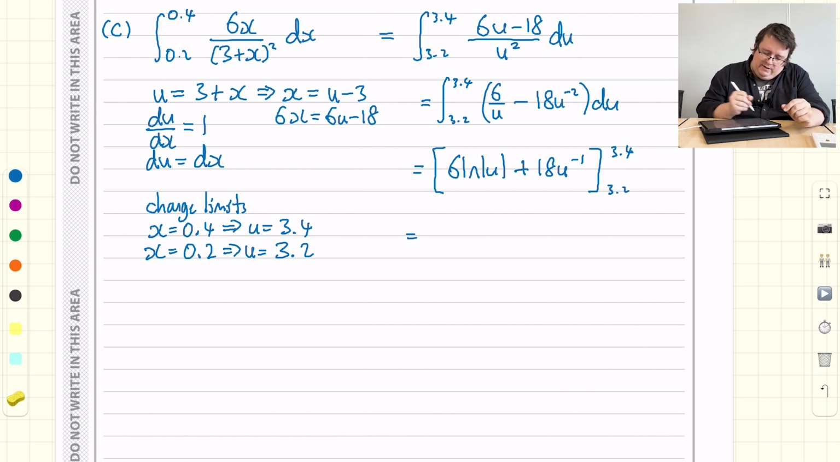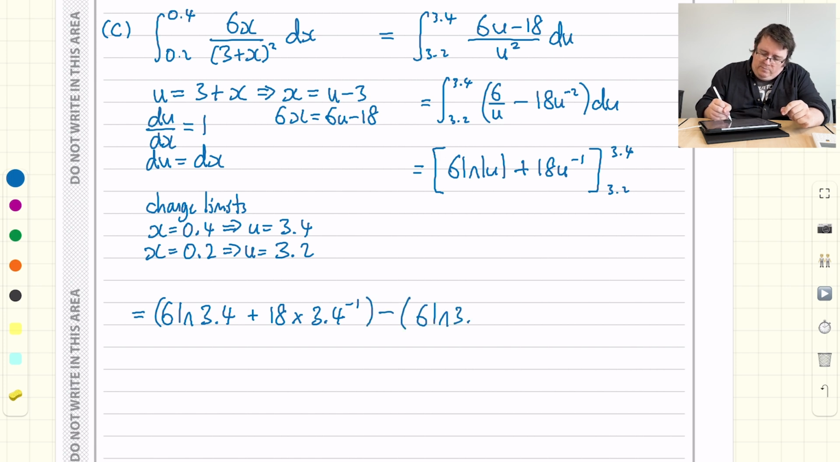Okay, actually let's go down here where we've got some space now. So substituting in 3.4, 6 times the natural log of 3.4 plus 18 times 3.4 to the minus 1. Then substituting 3.2, so 6 log 3.2 plus 18 times 3.2 to the minus 1. I think I'll put those in brackets. There we go.